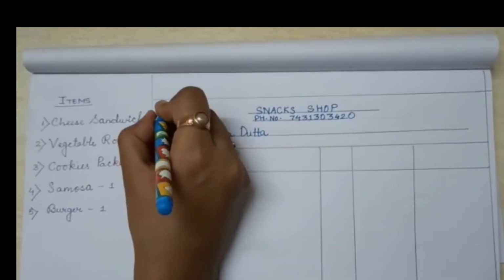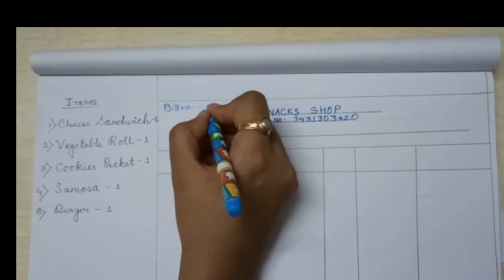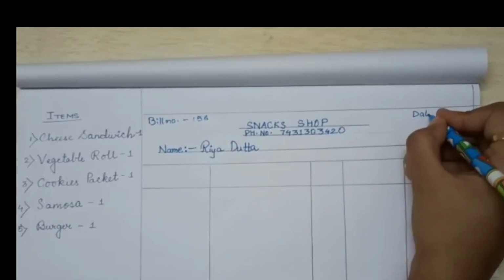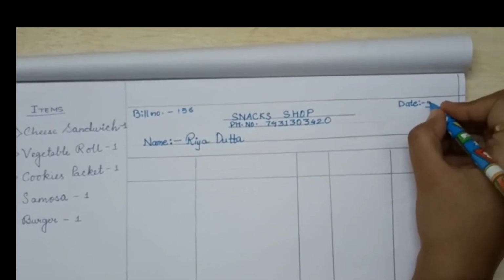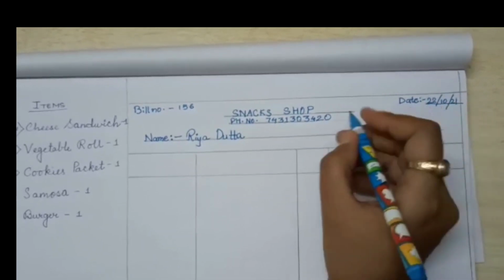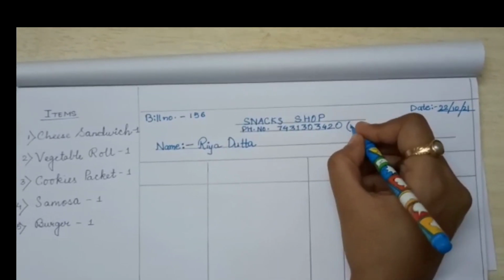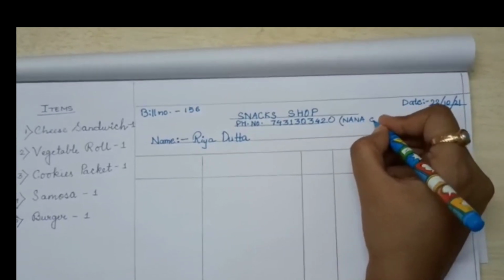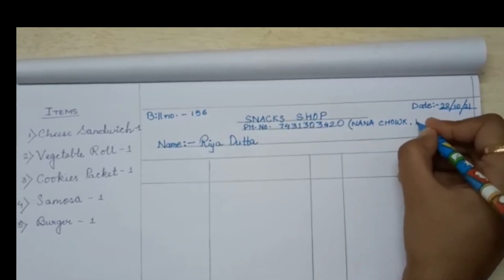Okay, a bill number. Any number you can give. Obviously the date, don't forget to write down the date when you have made this bill. And here you can put the address of the shop. So I am writing any one address. You can write also any address. No particular address is there for making the bill.